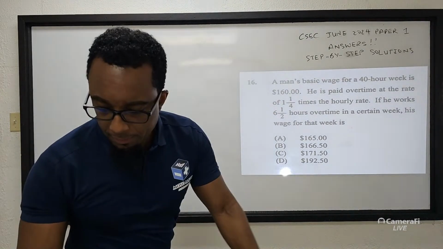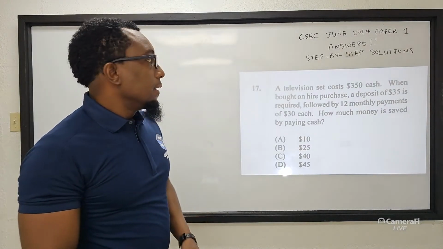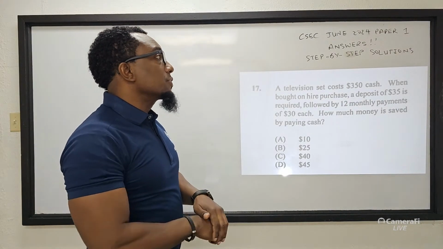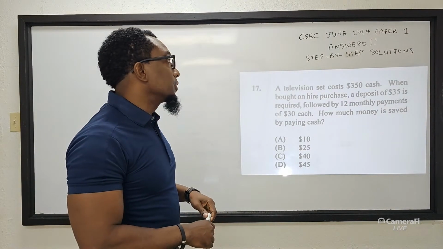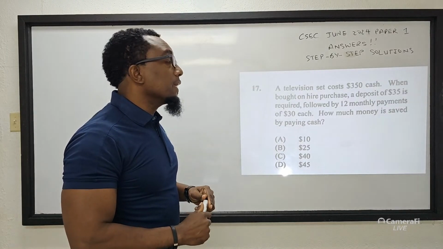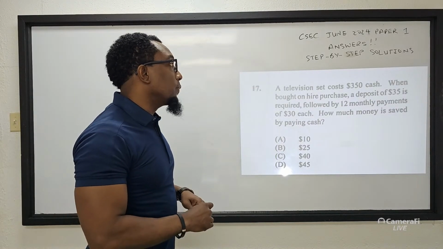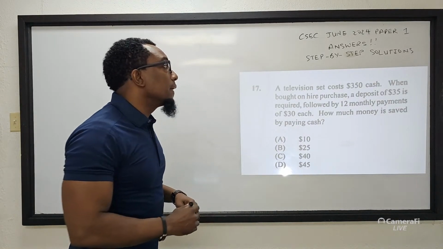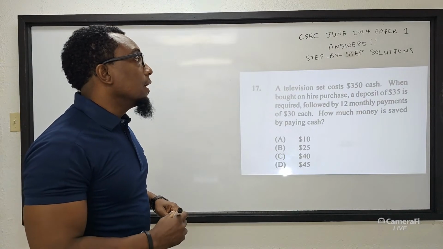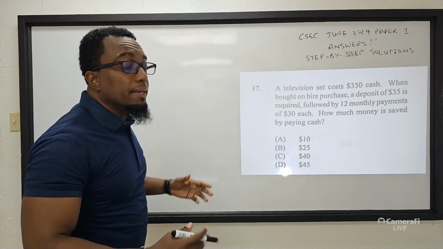So 17, a television set cost $350 cash. When bought on hire purchase, a deposit of $35 is required, followed by 12 monthly payments of $30 each. How much money is saved by paying cash?